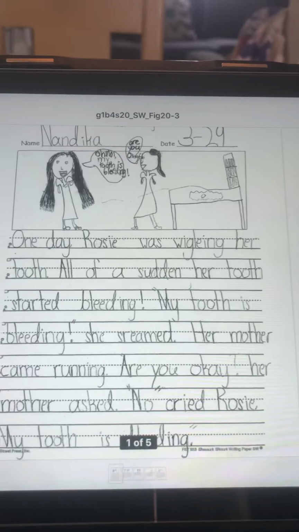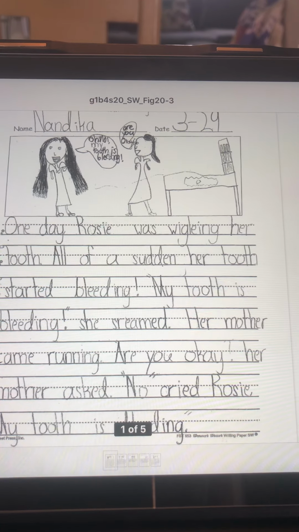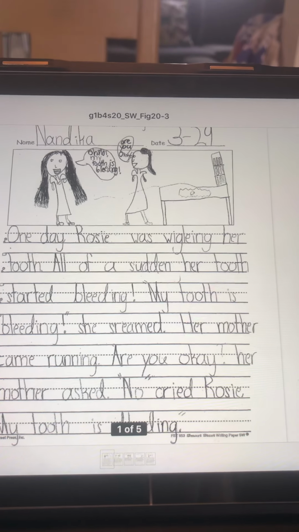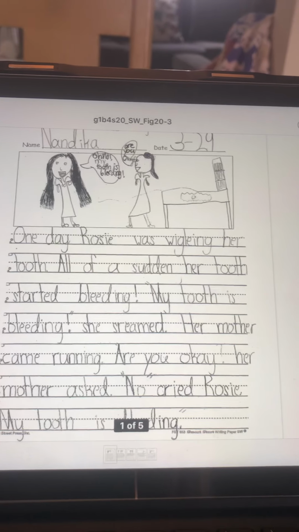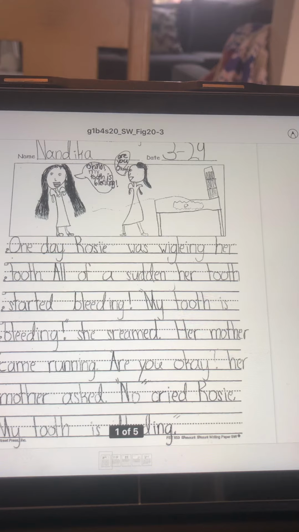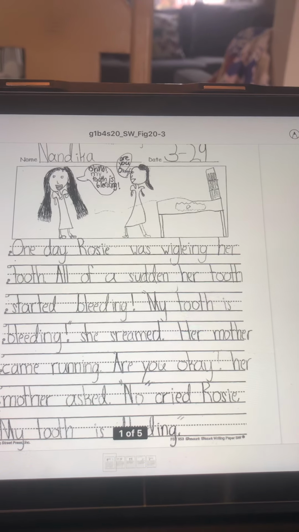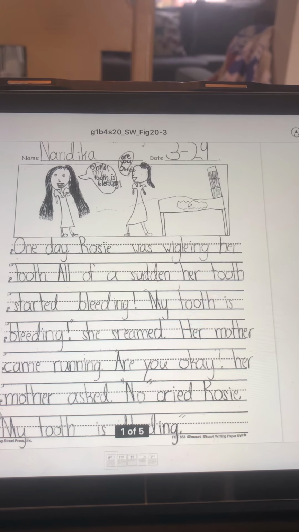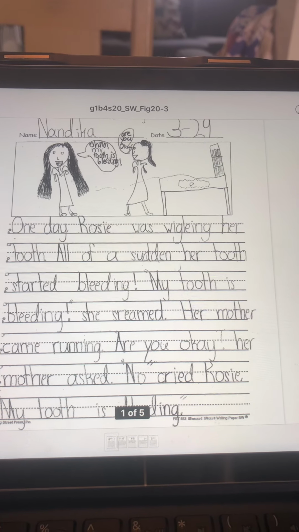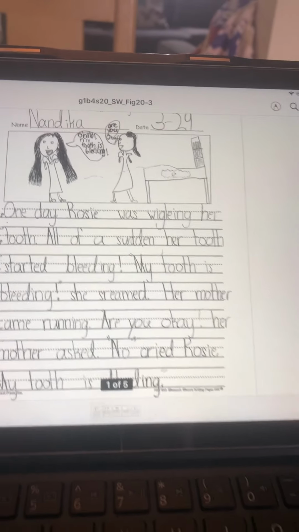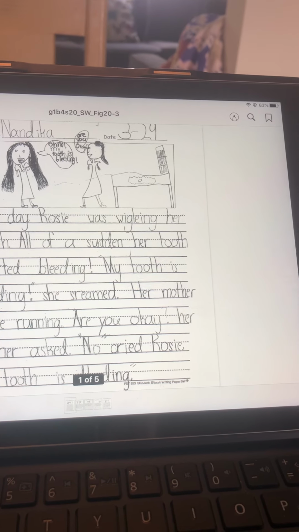This first grade writer's name is Nadika. And let me read you how she stretched her problem across the pages. Nadika's the writer, Rosie's her character. "One day, Rosie was wiggling her tooth. All of a sudden, her tooth started bleeding. 'My tooth is bleeding,' she screamed. Her mother came running. 'Are you okay?' her mother asked. 'No,' cried Rosie. 'My tooth is bleeding.'" So her problem is she has blood in her mouth from her tooth.